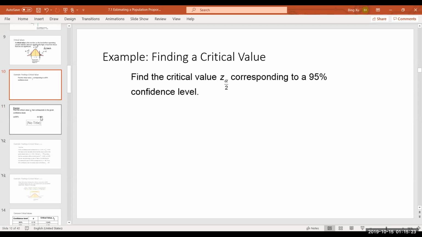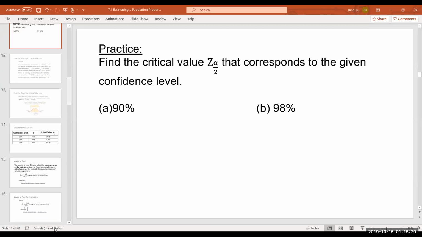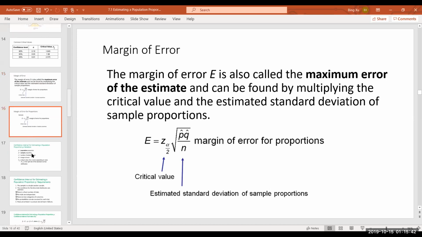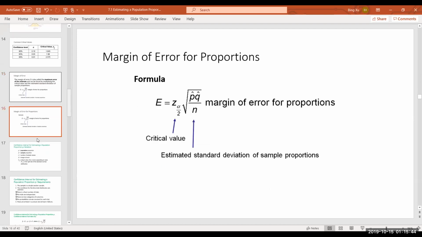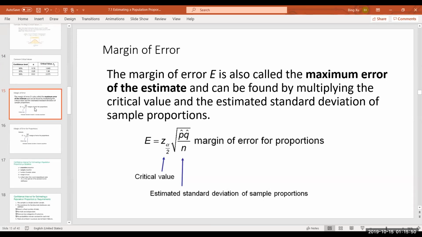So since we're using the calculator, we skip this part. Margin of error. Do we have problems finding margin of error or just directly finding the confidence interval? We can look at one of the problems later. So what is margin of error?